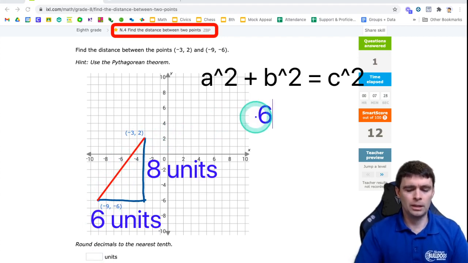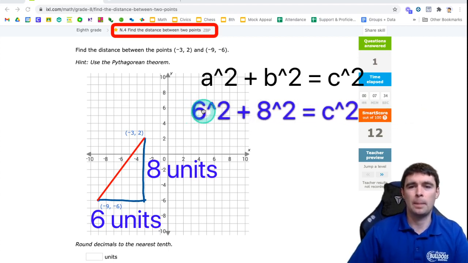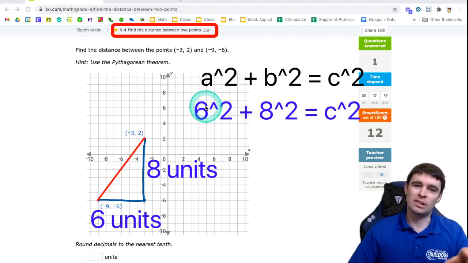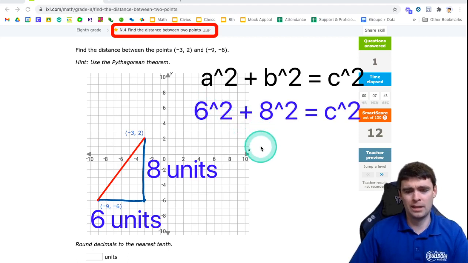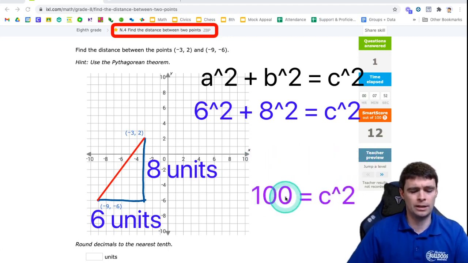So plugging into the formula, I'm going to do 6 squared plus 8 squared, and that needs to equal the red side there, c squared. Some of you should be familiar with this by now. We could do this out. 6 squared is 36, 8 squared is 64, but when we add them together, we're just going to end up with 100. You've seen this triangle before, the 6, 8, 10 triangle. It's just a 3, 4, 5 triangle doubled.